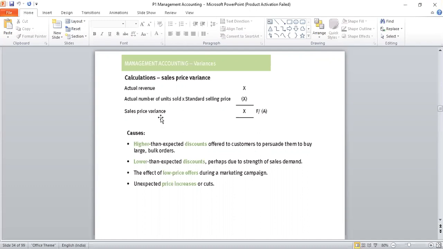The first sales variance here is sales price variance. Price variances are always the difference between the standard price and the actual price applicable for the actual quantity. So the same is the case here also: the actual number of units sold into the difference in the selling prices. So we have a question in the exam kit, we'll take it up. But what are the reasons for a variance in the sales price variance?